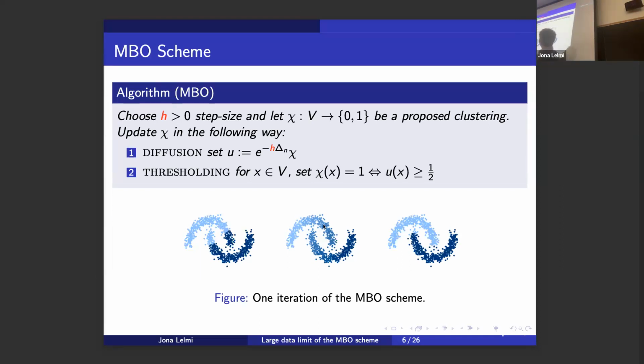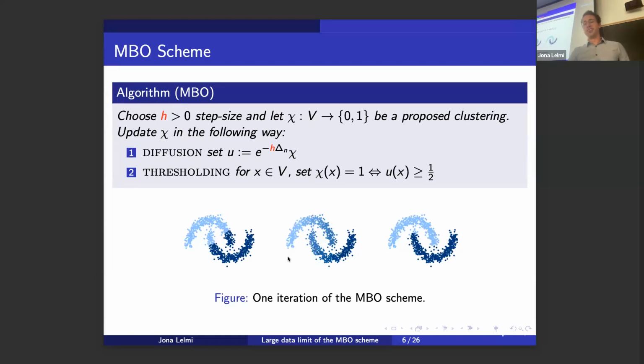And then in the second step, you look at each point, and if the value is greater or equal than 1/2, you set it to be dark blue. Otherwise, you set it to be light blue. And you see that from here to here, you have already a great improvement in the accuracy of this clustering. And then, of course, now you could take this clustering here, feed it in the MBO scheme another time, and get another refinement. Okay? What was the H you used in that picture?